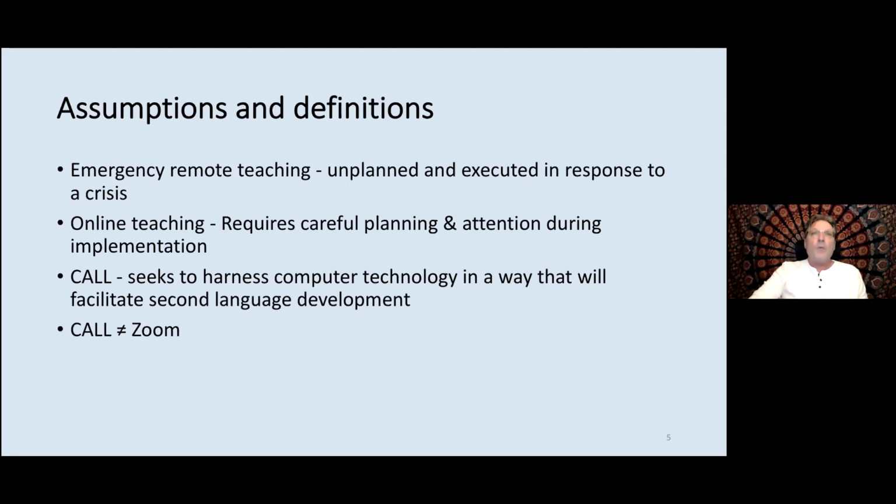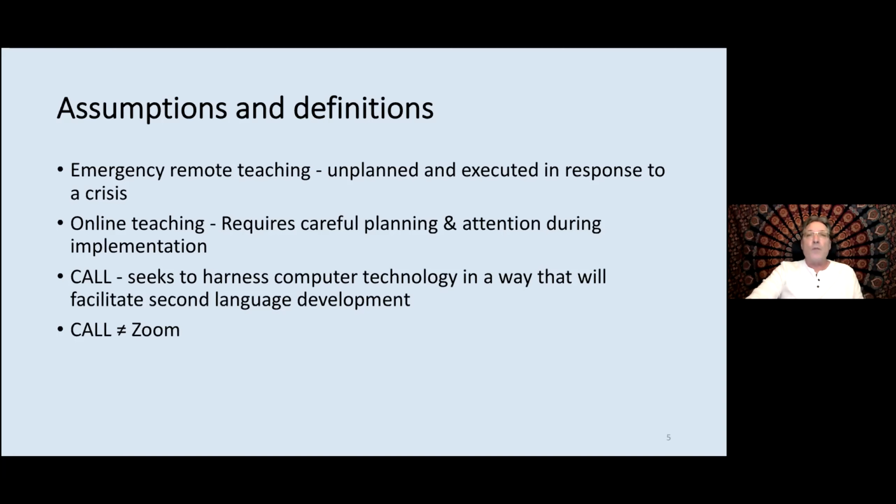Now, one thing that we need to do from the outset is not to confuse emergency remote teaching, which was unplanned and executed in response to a crisis, with online teaching, which requires careful planning and attention during the implementation. Online teaching also requires us to identify and make use of the affordances of specific technologies within the framework of instructed SLA. And CALL seeks to harness computer technology in a way that will facilitate second language development.